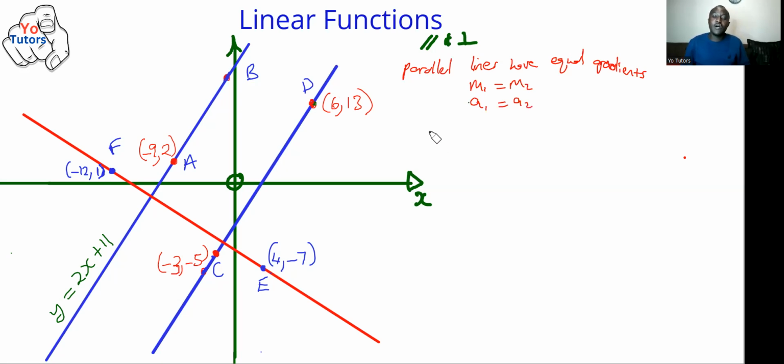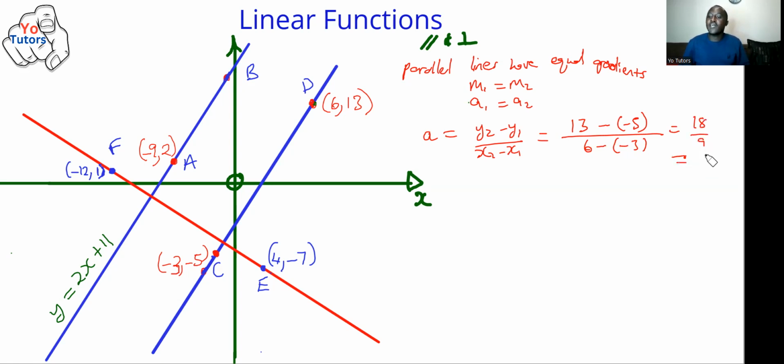The gradient of CD is going to be equal to y2 minus y1 over x2 minus x1, which is equal to 13 minus 5 over 6 minus 3, which gives us 18 over 9, which gives us 2. So we see that the gradient of CD is 2, and the gradient of AB is also 2. So therefore, we can simply say AB is parallel to CD.